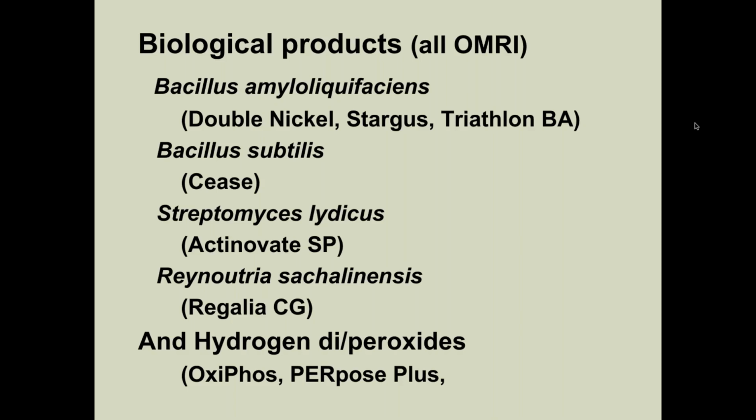They really have to be applied prior to seeing disease or at the very first hint of symptoms of disease. With Regalia, it takes a while for that plant defense mechanism to be turned on and requires repeated application. So that really needs to be started early on in the crop, okay?